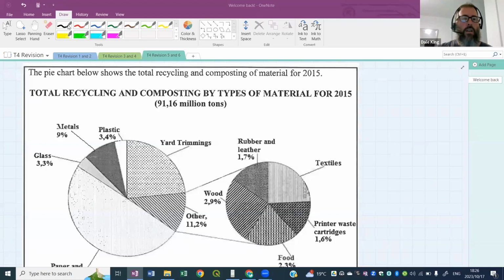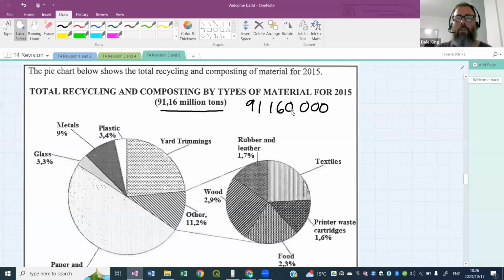And here we have a value of 91.16 million tons. So if I had to write that out, it would be 91.160000. Let me just move these 3 over. Hope you guys see that. That 91.16 million looks like that.